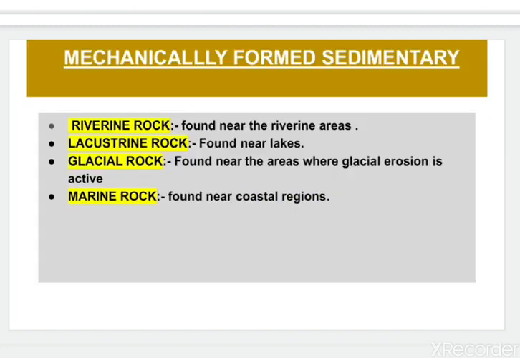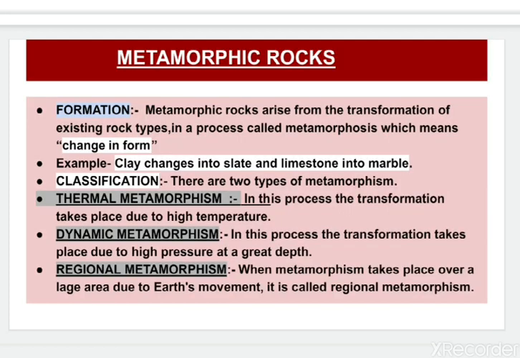Now let's learn the mechanically formed rocks and their types. There are mainly four types: riverine, lacustrine, glacial and marine rock. Riverine rock is found near riverine areas or riverbeds, lacustrine rocks are found near lakes, glacial rocks are found near areas where glacial erosion is active, and marine rocks are found near coastal regions.